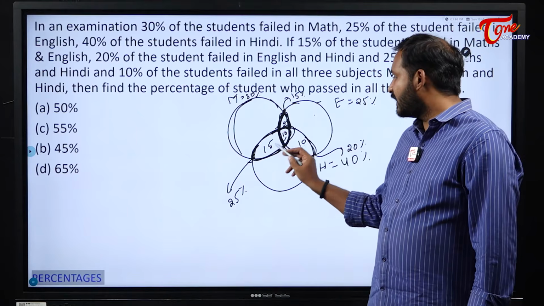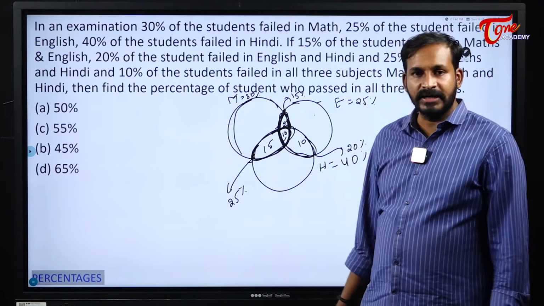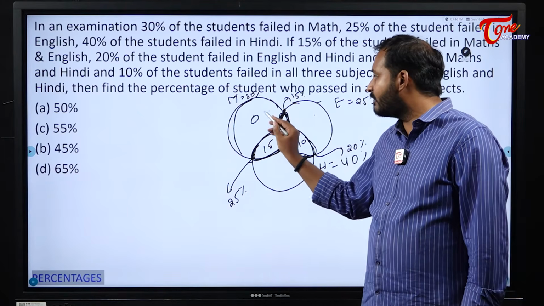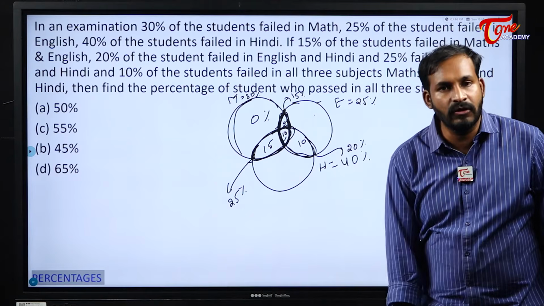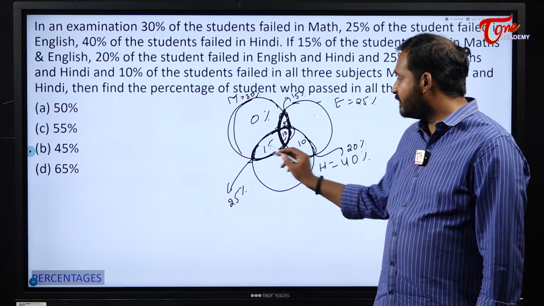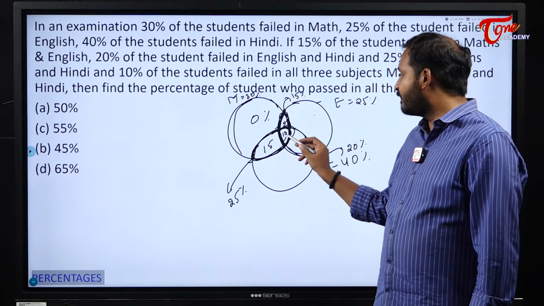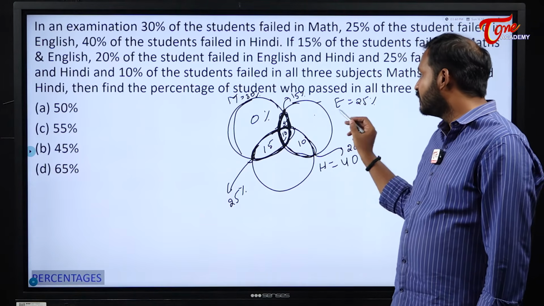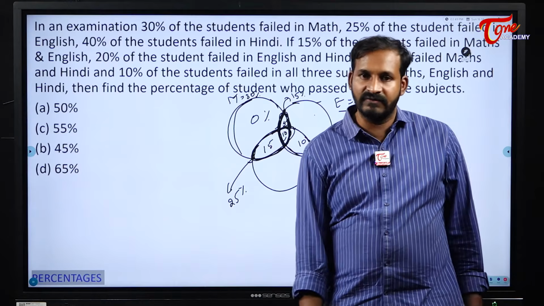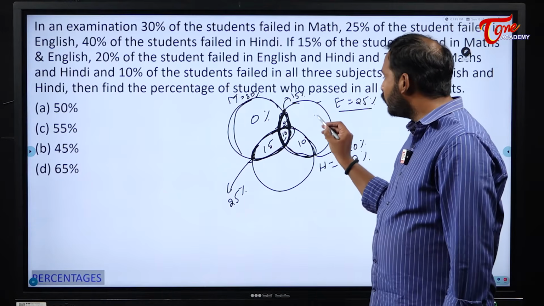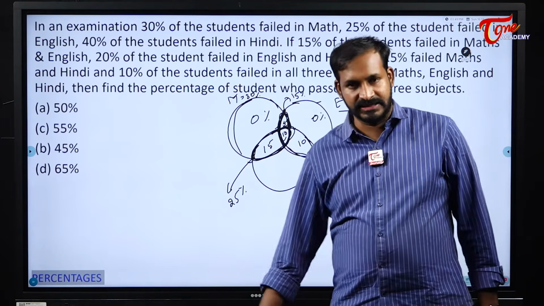Okay. Now please observe here. Already it has 5, 10 and 15. If you add all this, what does it become? 30. So the students who failed only in maths will become what percentage? 0%. The reason is already in math all the 30% was covered. Next, see here similarly English, 5 plus 10 is 15, 15 plus 10 is 25. Overall students who failed in English are 25%. So the students who failed only in English is also 0%.